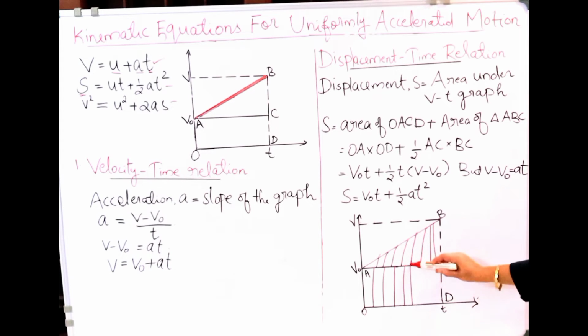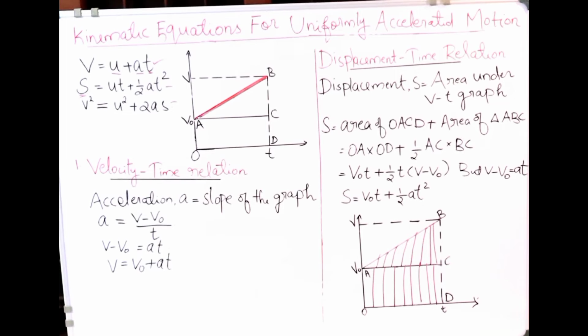So how will we find the area? This is the rectangle and this is the triangle. So how will we find the total area? Yes, that is area of the rectangle OACD plus area of the triangle ABC. So like that we can write down. Within 3 steps we can find the equation, that is the displacement time relation. It is very easy, but it is an important question for your board exam.